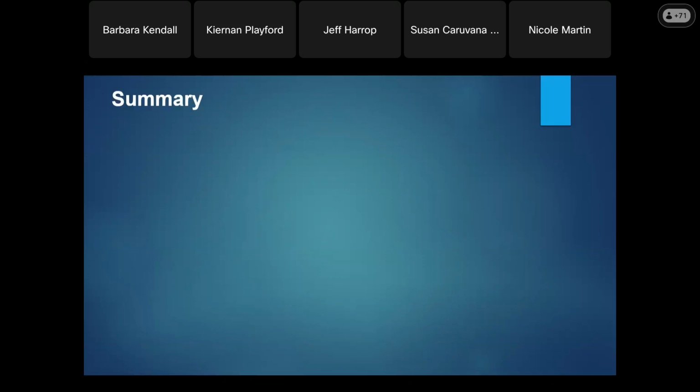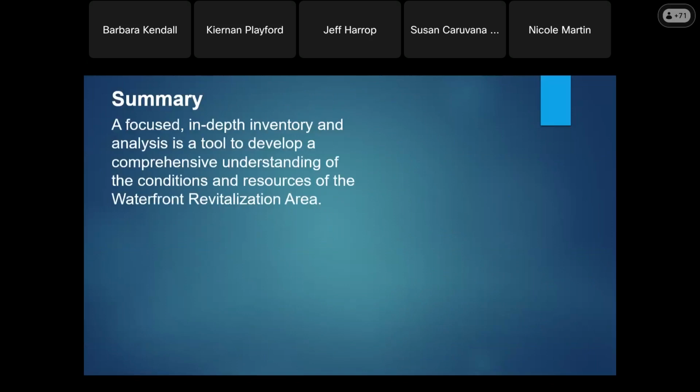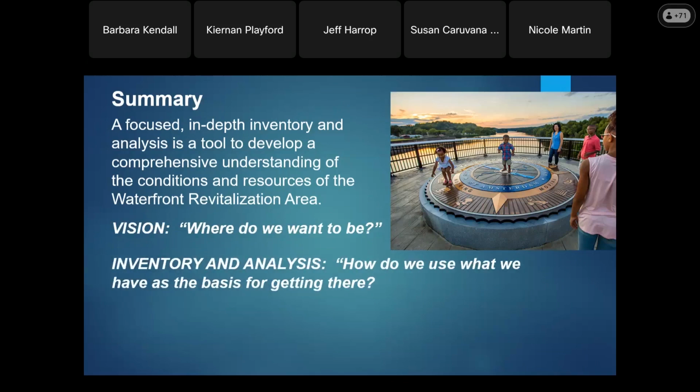So in summary, the inventory and analysis will give a foundation for understanding your resources in your community's waterfront area. In the beginning, you should have developed a vision working with your community so the community can determine and explore opportunities and constraints as they relate to the vision and as they relate to the data. Then the inventory and analysis will answer that question Lisa mentioned at the beginning: how do we use what we have as a basis for getting there and achieving our goals?